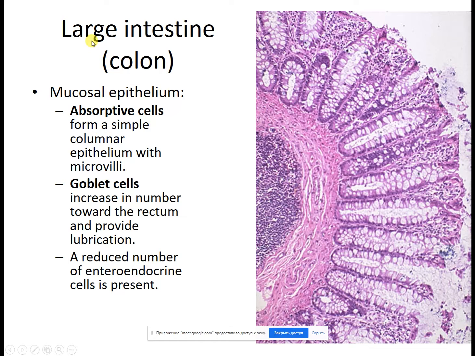Okay, the epithelium of the large intestine. So you see, the same subdivision. We have mucosa, with muscularis mucosae like a border. Then we have submucosa, where lymph nodules are present. And then muscularis externa and serosa, and somewhere adventitia. It depends on anatomy, which you discussed in anatomy.